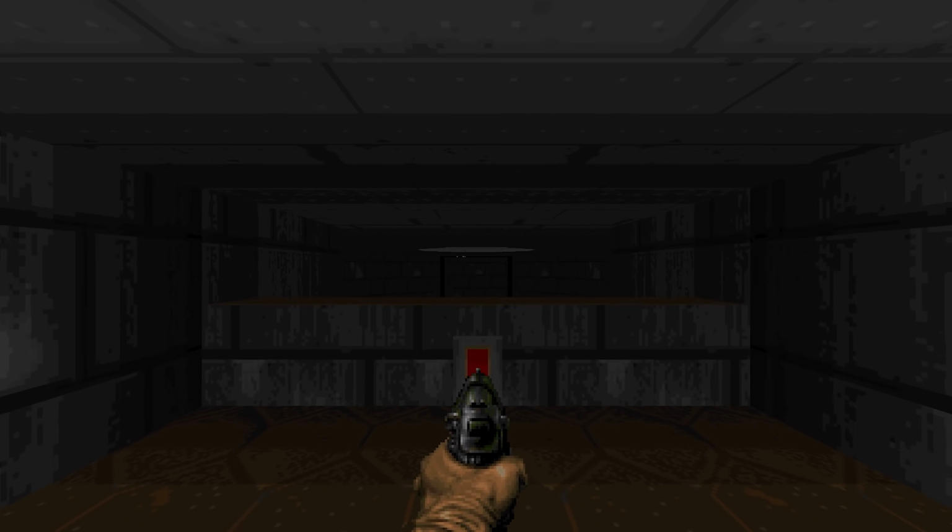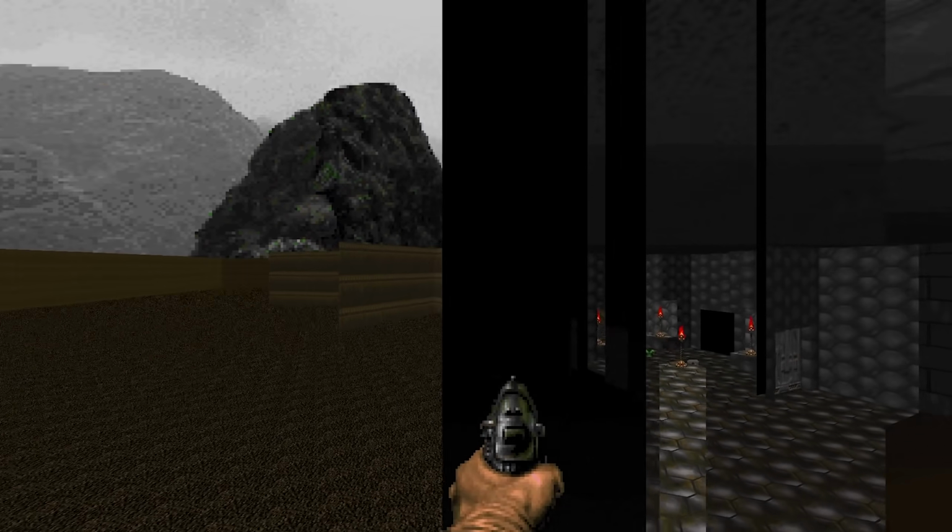Are there any benefits to triggering this bug? Well, if the level has a death exit, then it's perfect for speedrunning.